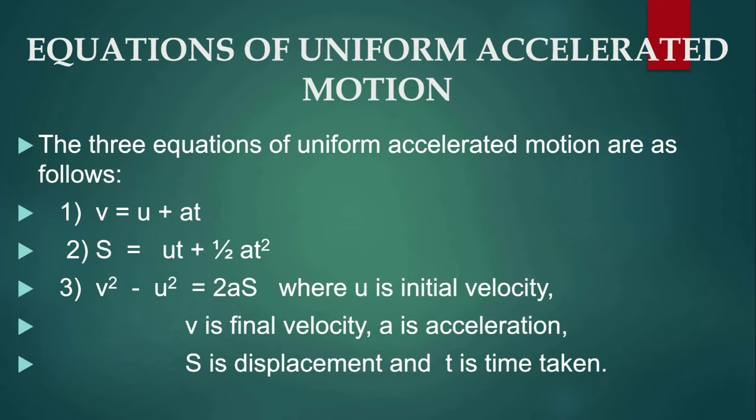I'm again repeating, children. The equations of uniformly accelerated motion are the first one, v equal to u plus at. Second equation, s is equal to ut plus half at square. Third equation, v square minus u square is equal to 2as, where u is your initial velocity, v is your final velocity, a is acceleration, s is displacement or distance in a specified direction, and t is the time taken. The first two equations we have already solved. Let's see the third equation.